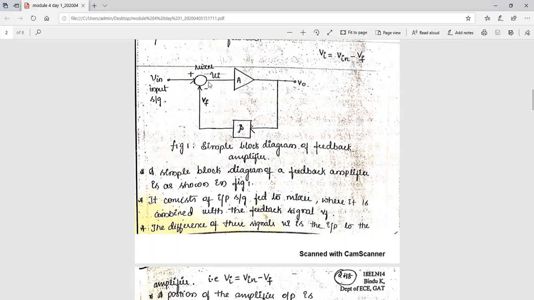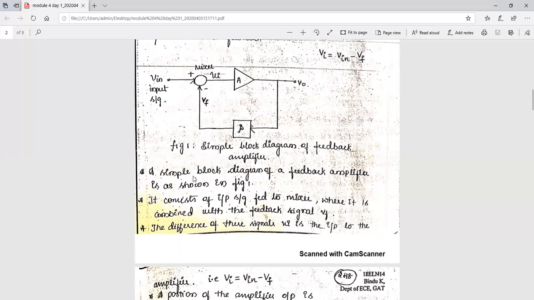Clear? And at the mixer, the input which is going into the amplifier, that is Vi, is different from Vin, and this Vi is nothing but Vin, which is positive, minus Vf. Clear? So please get this right, don't confuse Vin with Vi. So this is the input signal. This Vi is the input to the amplifier. And this Vi is given by the formula Vin minus Vf.